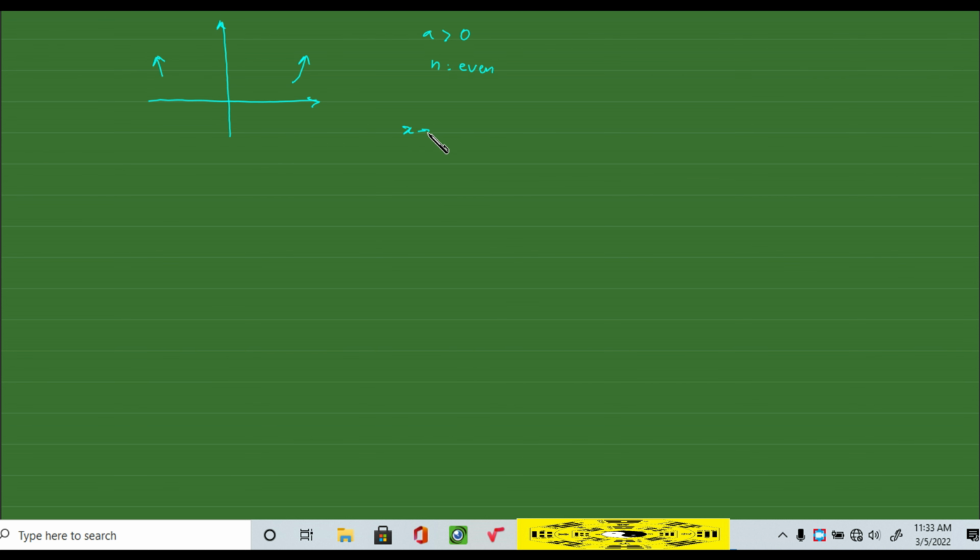So when x approaches positive infinity, then y approaches positive infinity because it keeps going up. And when x approaches negative infinity, it means you keep walking all the way to the left, then y keeps going up. So y approaches positive infinity. Here you go. This is the ending behavior, and this is what I want you to show on the test if I give this type of question.